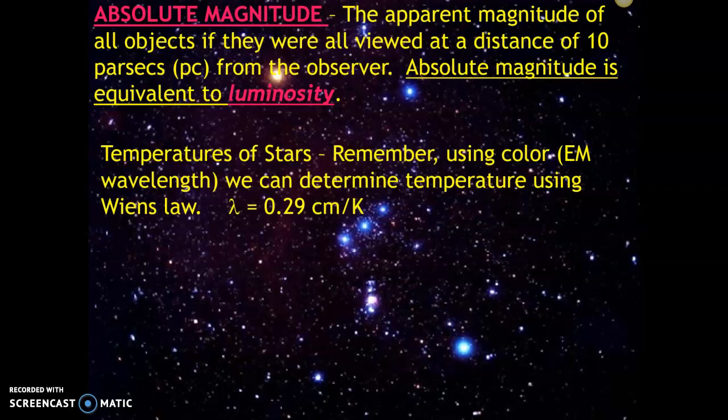So the temperatures of stars, we can use the color of the star, the wavelength, by Wien's law to determine the temperature. And Wien's law, again, is taking the wavelength, the brightest wavelength it gives. Our sun, for example, looks yellow. So it gives off that bright yellow wavelength. We take that wavelength and we take 0.29 centimeters divided by Kelvin. We can rearrange that equation to say Kelvin, the temperature in Kelvin, is equal to 0.29 centimeters divided by the wavelength. And in our sun, it comes out to be about 5,500 Kelvin.